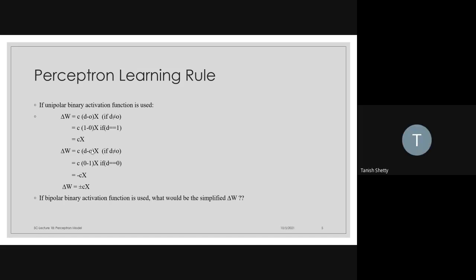Yes, ma'am. So on similar lines, if I use a bipolar binary activation function, then what will be the possible labels? The desired output. Labels. Plus or minus 1. Right? 2 classes, plus or minus 1. The possible output also will be plus or minus 1, because we are using the bipolar binary activation function. So just substitute in this equation and you will get plus or minus 2cx. Is this clear to everyone?